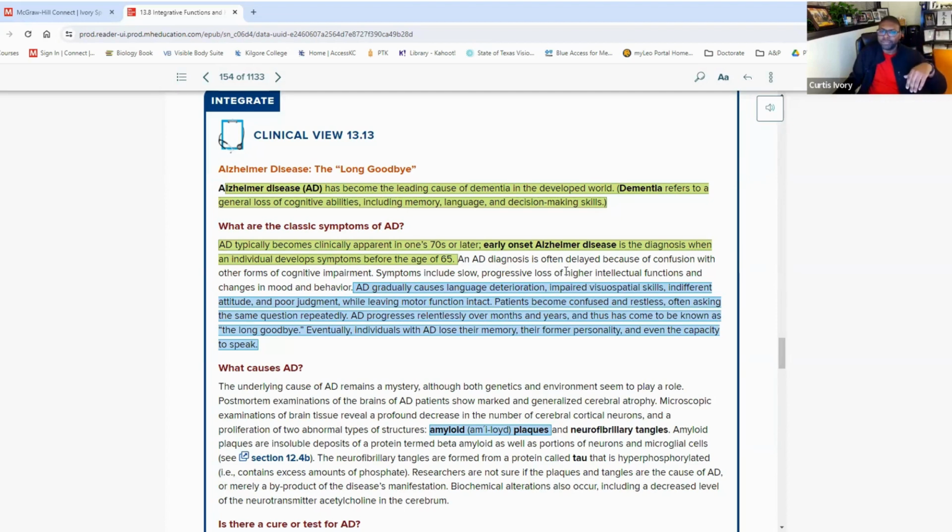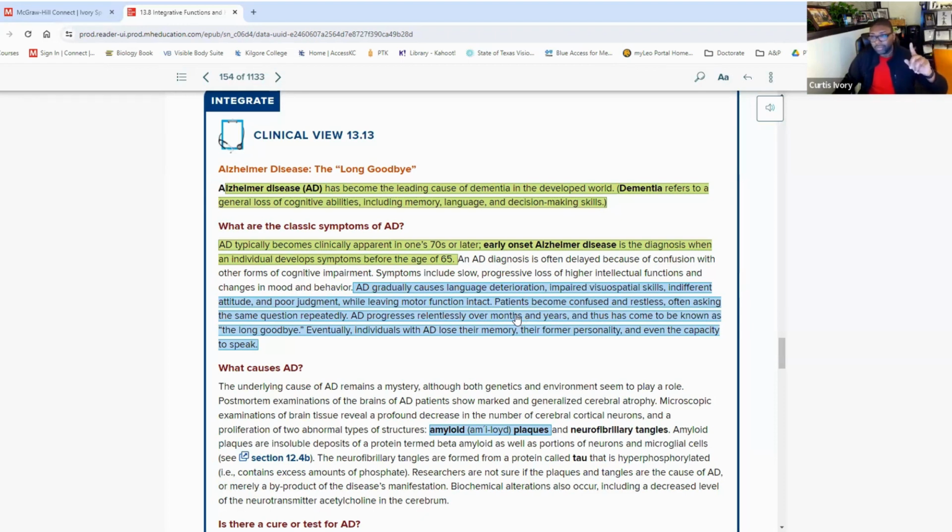So Alzheimer's gradually decreases language. It impairs your visual spatial skills. It changes your attitude. People who have AD can actually have these random bursts of anger. Their personality changes. You have to think about it. Your personality is controlled by your brain. So if you have different portions of your brain that are essentially dying off, you don't really have good judgment, and you may fly off the handle pretty quickly. But interestingly enough, it leaves your motor function intact.